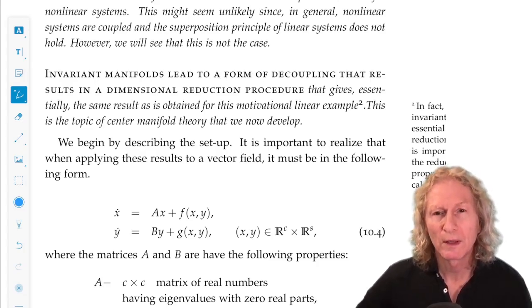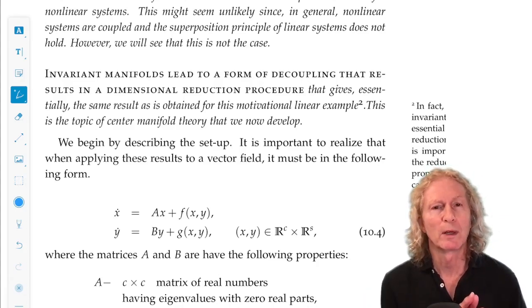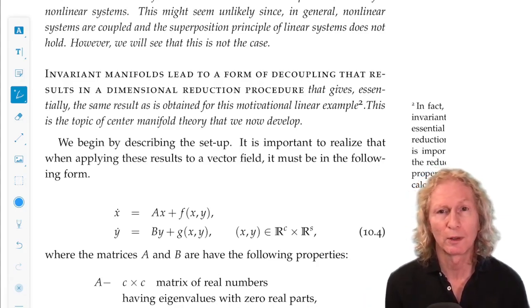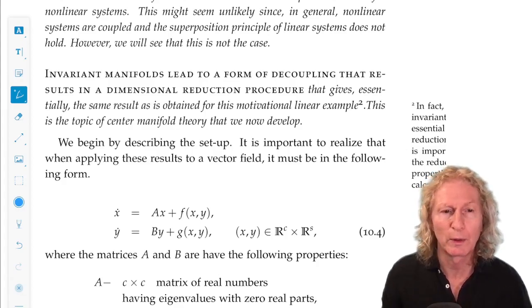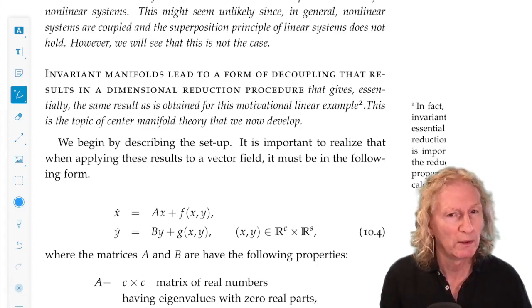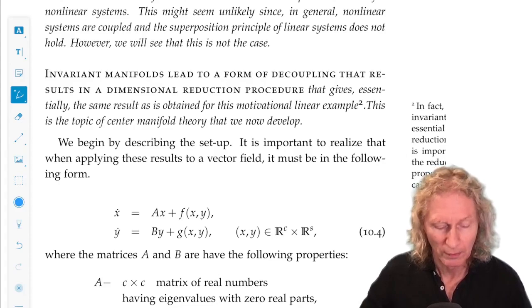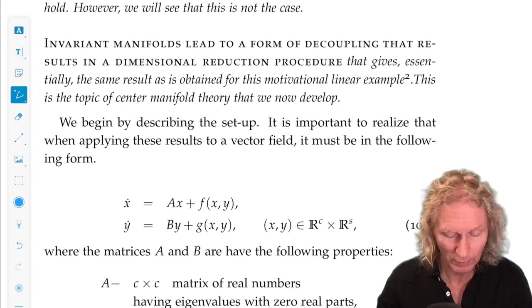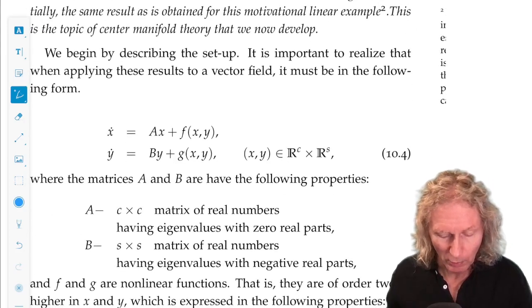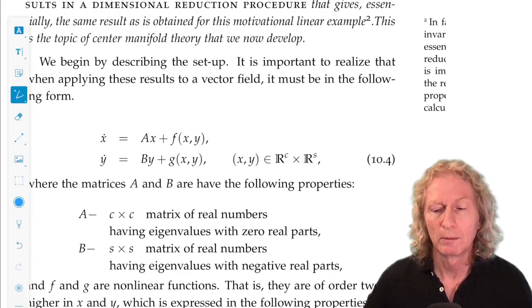And this is one of the things that invariant manifolds give us. Remember, I've said invariant manifolds can divide up the phase space into qualitatively distinct regions. Trajectories cannot cross invariant manifolds. And if you look at all the examples we developed earlier in this way, you can see that they lead to a decoupling of the system and lower dimensional descriptions. And that's what we're going to see with the center manifold theory. So now we need to describe the setup, and I will do that in the next lecture. So bye for now.